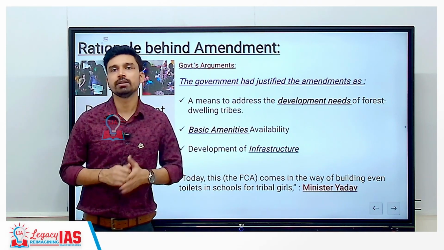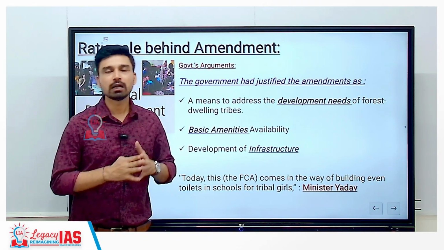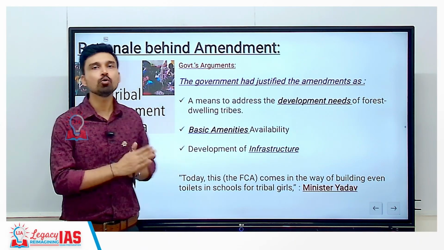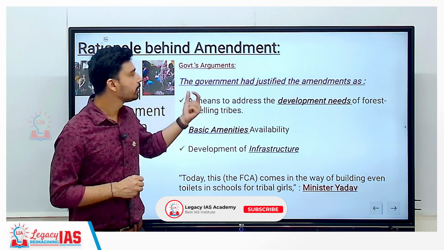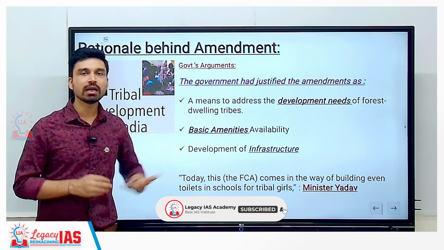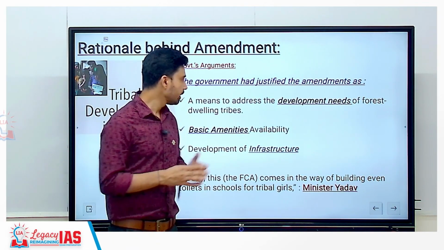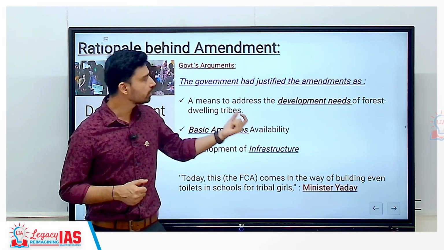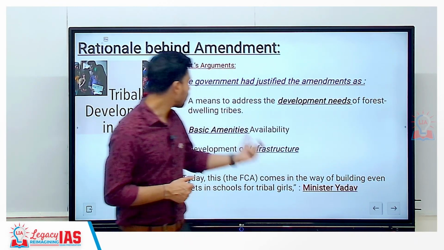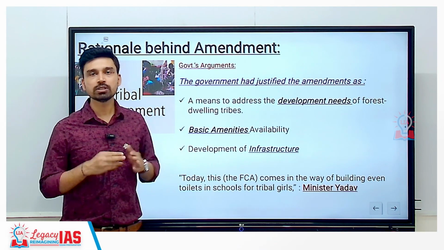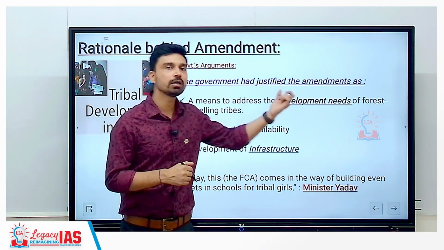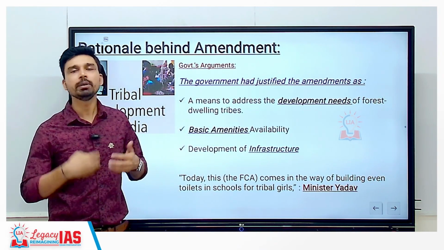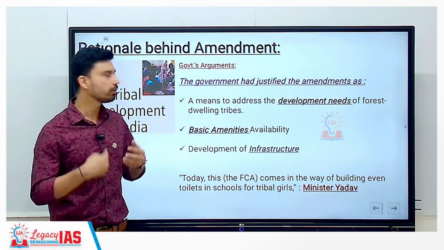Now, obviously, when the question was asked in the Supreme Court, the government gave an argument in support of its reason behind the amendment. The government argued that the main reason why the amendment was necessary in the FCA is as a means to address the development needs of forest-dwelling tribes. Because if the FCA is applicable in a particular area of the forest, it will obviously be difficult to carry out development activities and development projects.